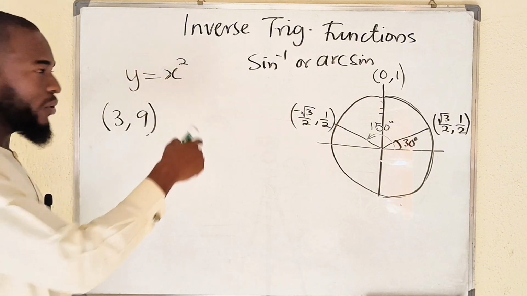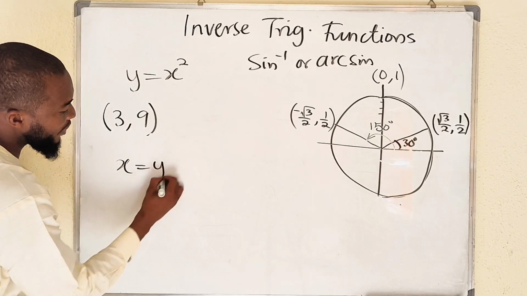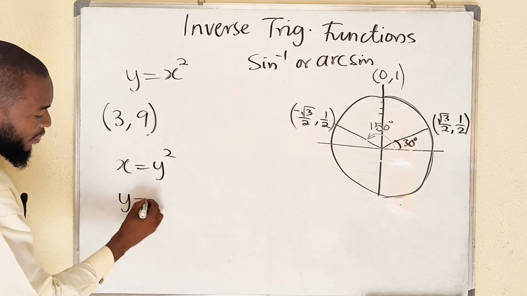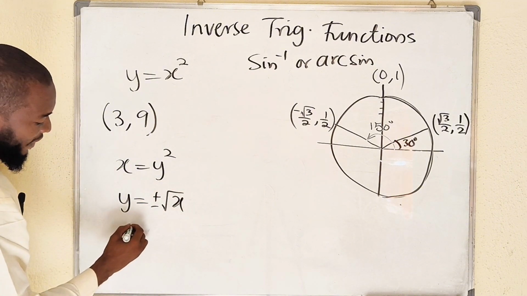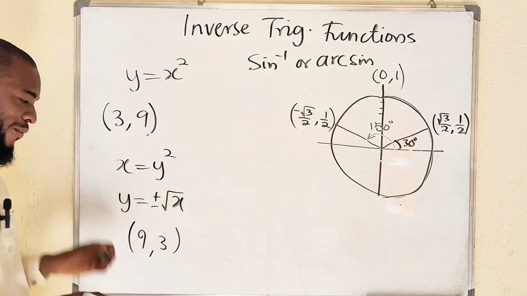So let's see what happens if we invert the function. So x equal to y squared. Take the square root of both sides. You have y equal to plus or minus square root of x. Will the input and the output be 9 and 3? That's what we need to confirm.